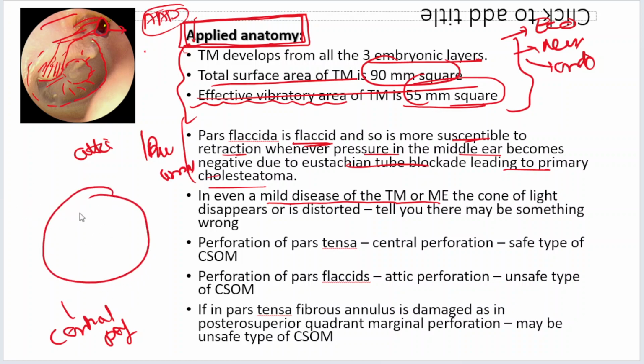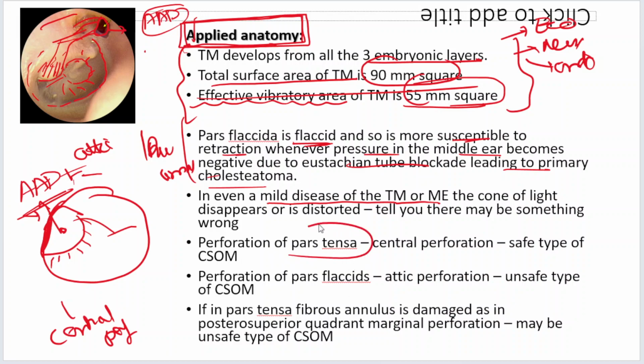you can have a marginal perforation where the annulus is destroyed, and on all this side there is tympanic membrane. On one side there is bone, directly bone is there. This also indicates that we have to look for atticoantral disease. This means there is atticoantral disease unless proved otherwise. So you have to have knowledge of this. Okay. So this is what I talked about.